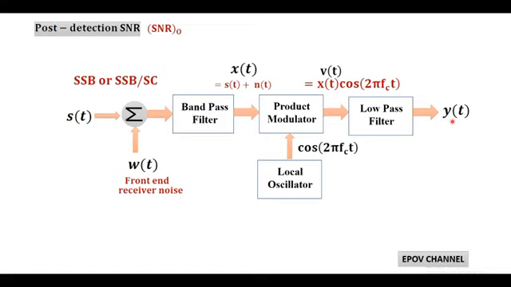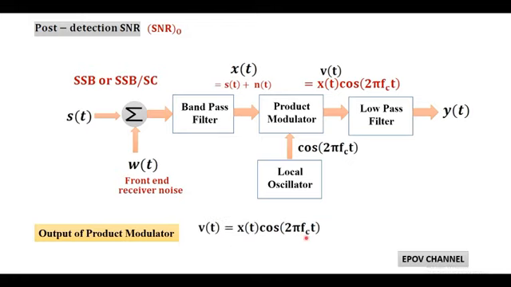Now for the derivation of output SNR, we use the output of the product modulator, that is v(t) = x(t) cos 2πfct. Here x = s + n. Here s is called the SSB suppressed carrier wave, and n is called narrowband noise.